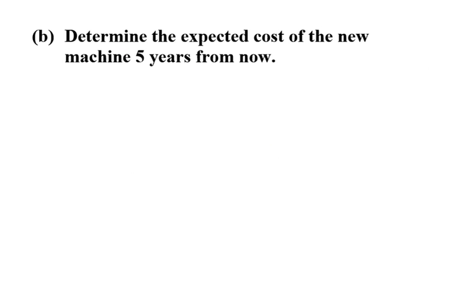Let's have a look at the next question. Now it says to determine the expected cost of the new machine. So remember, prices go up with inflation, so what do we expect that new machine to cost in 5 years' time? I'm just going to call that C for the expected cost. It's 150,000 Rand now. We know to use compound interest.